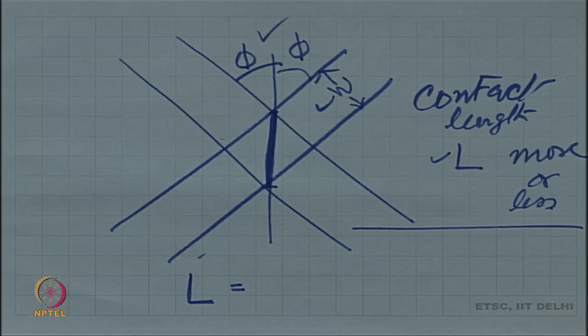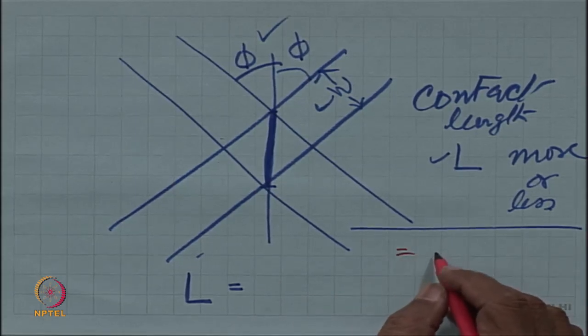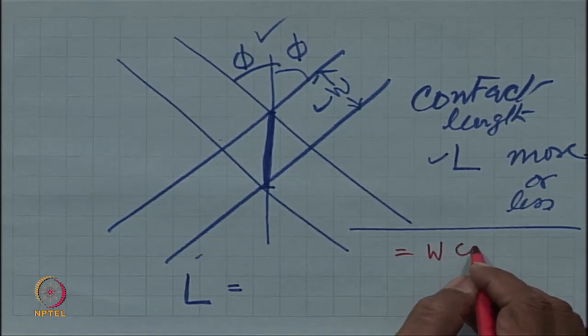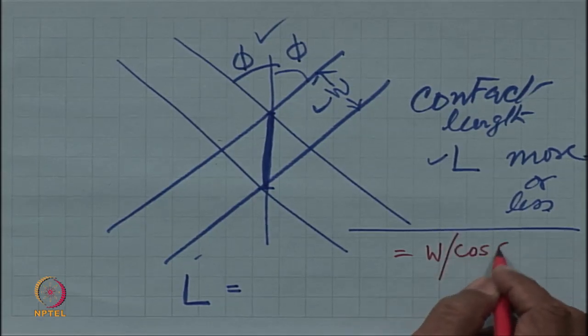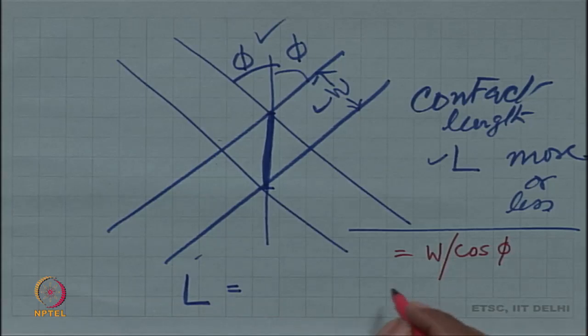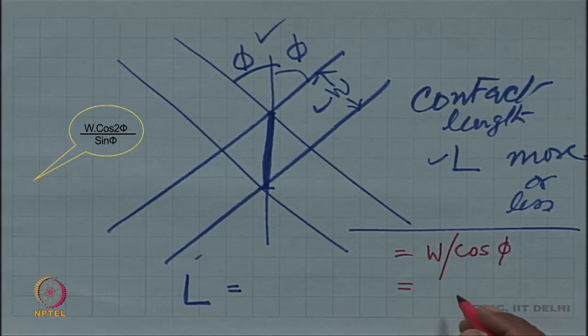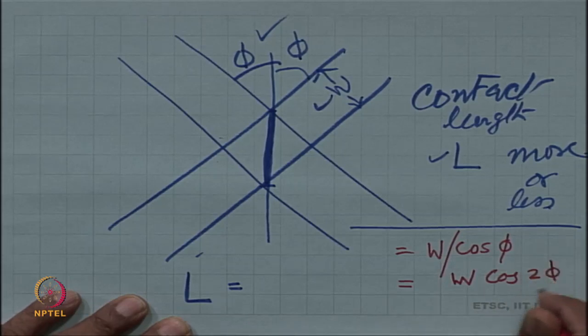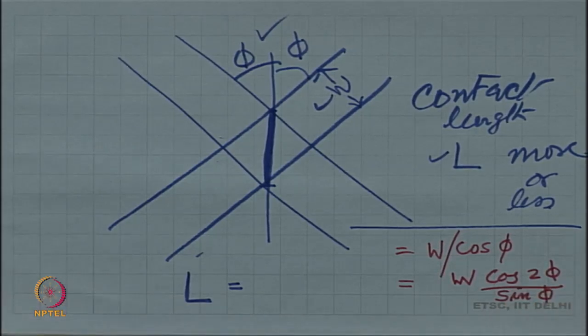All right. So, whatever you give me, I will write down. Okay. So, what did you say? L is equal to W. I have not heard. Cos phi. Cos phi by 2. W upon cos phi. Sine. Anyone else? Cos phi. W cos 2 sine divided by sine psi. W cos 2 psi. 2 phi divided by sin phi. Quite complex. Tough, right?